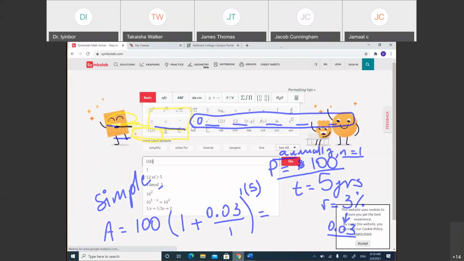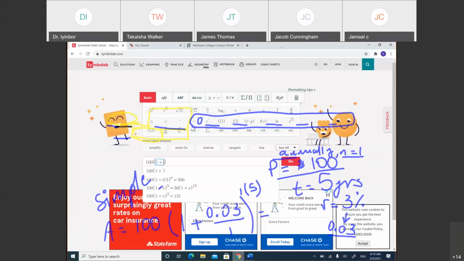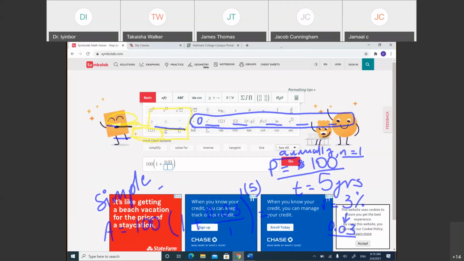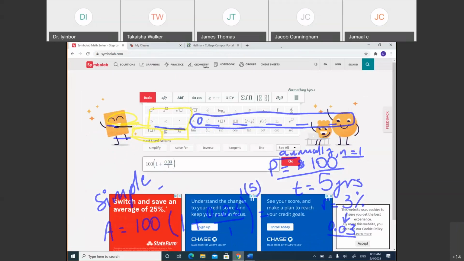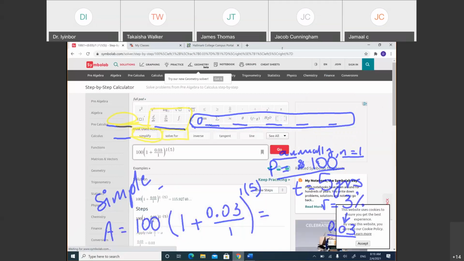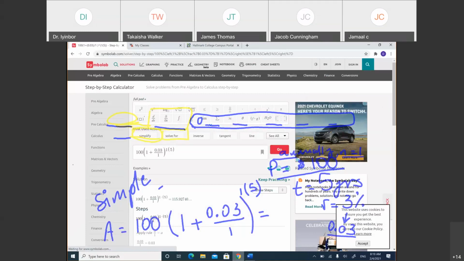So we're going to plug it in. 100 parentheses, 1 plus 0.03 divided by 1. And then you're going to get out of the parentheses. At the end of the parentheses, you're going to put that x with the box to put the exponent. And then the exponent, you have 1 times 5. So just enter it exactly the way it is. And then get down. Okay? It has to be exactly the way it is. And that's going to give me how much is going to be the return. It's right here. Everybody see that? It's over here.